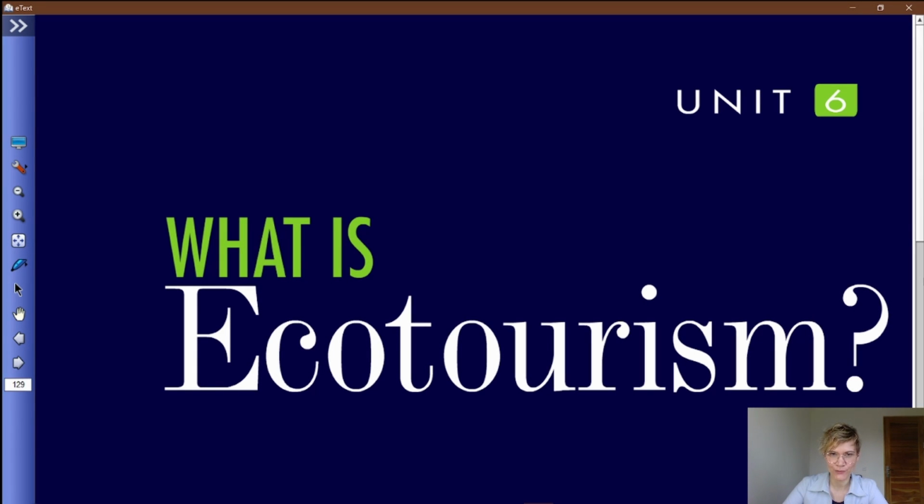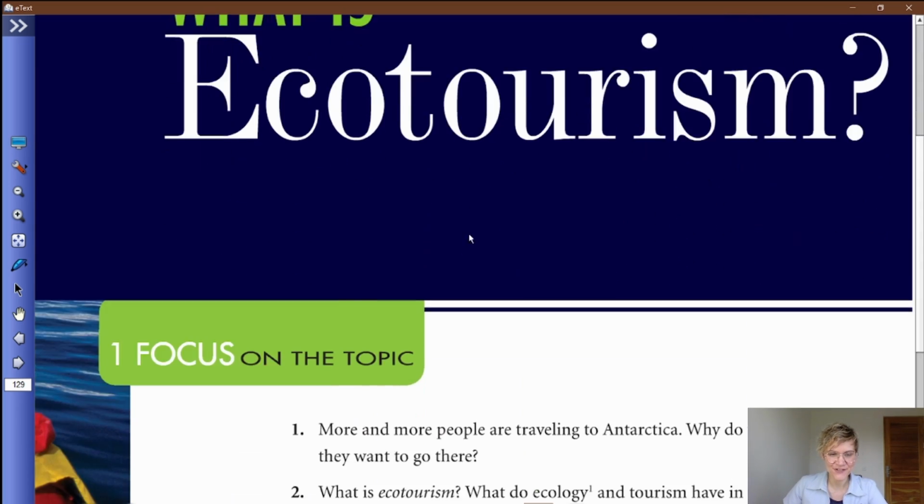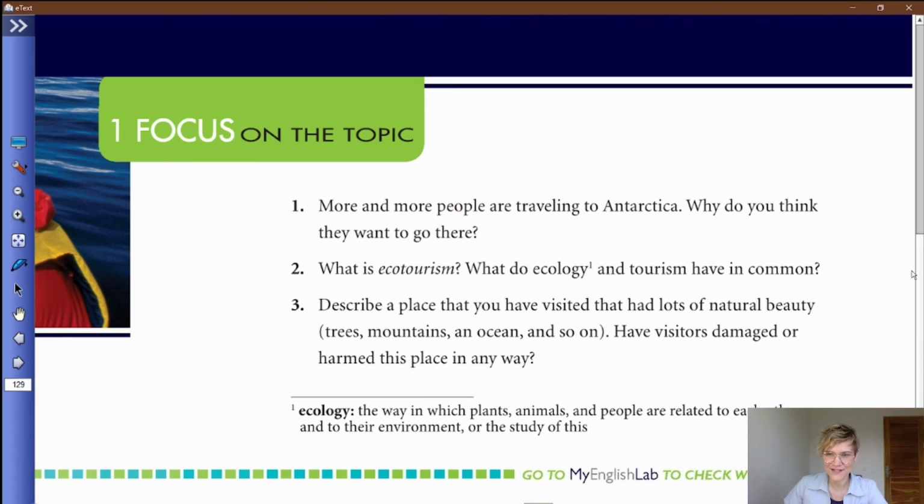What is ecotourism? Today we're going to go over our reading part. That is exciting. First up, what's the focus on the topic? One, more and more people are traveling to Antarctica. What do you think they want to go there? Why would people want to go to Antarctica?